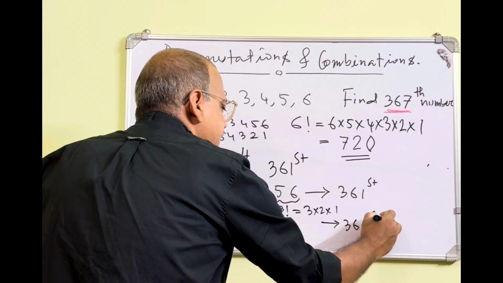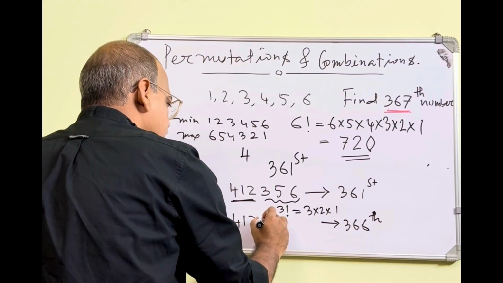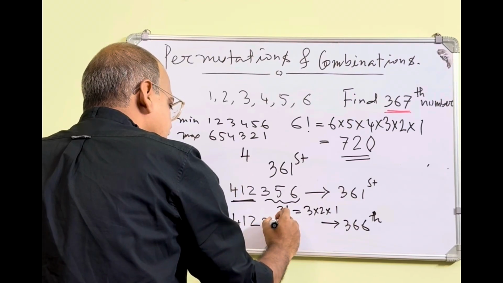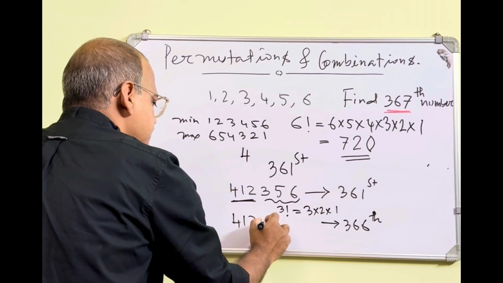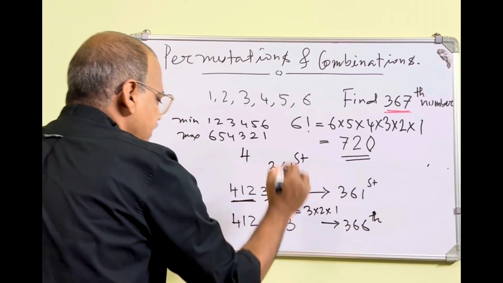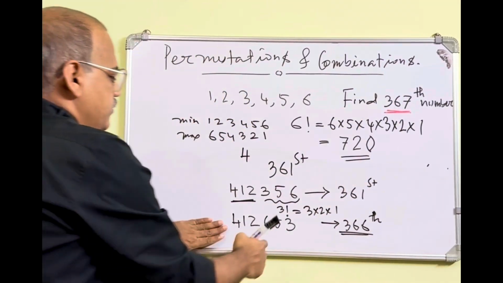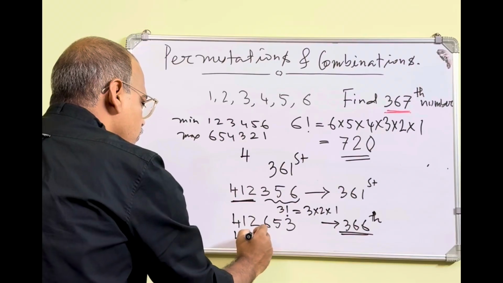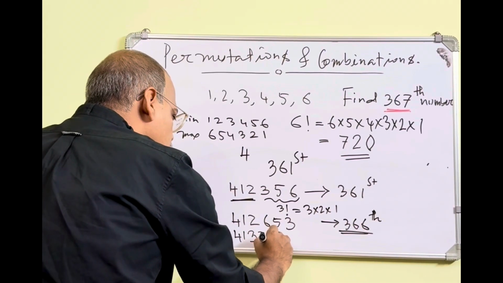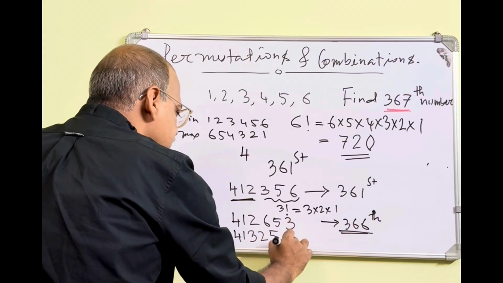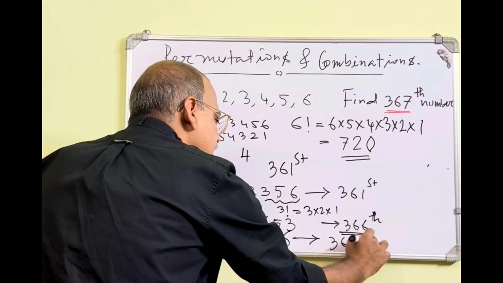The sixth number would be 4, 1, 2, 3, sorry, the maximum number would be 6, 5, 3. And we need to find 367. So the next number would definitely be 4, 1, 3, 2, 5, 6. So that would be the 367th number.